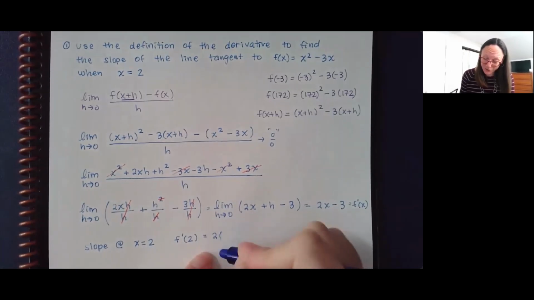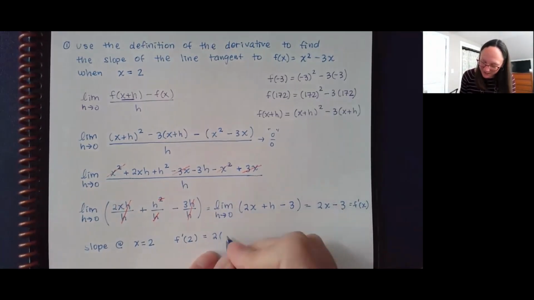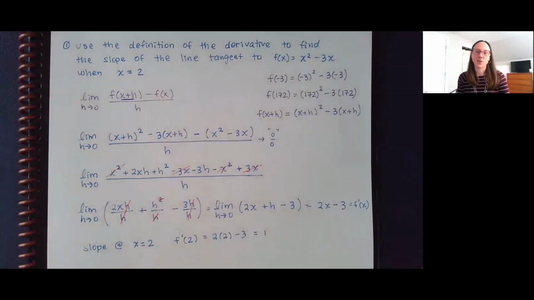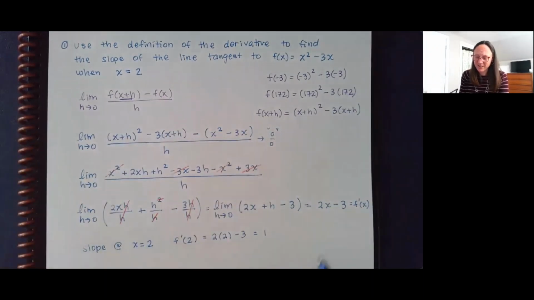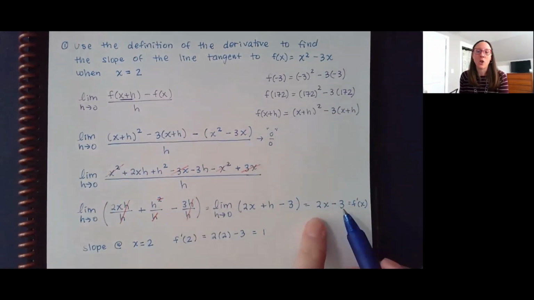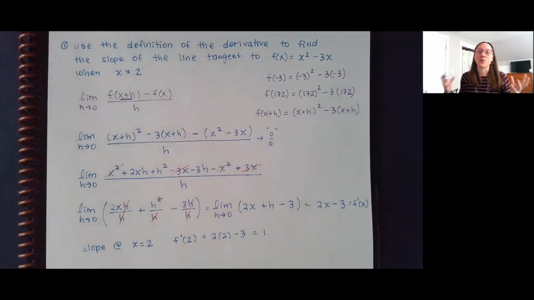When I evaluate it at x equals 2, I get 2 times 2 minus 3, which is going to give me a slope of 1, which is what a couple of people gave me in the chat earlier. So again, when we go through this process and find the derivative, that derivative is telling us the rule for how to get the slope at any given point.